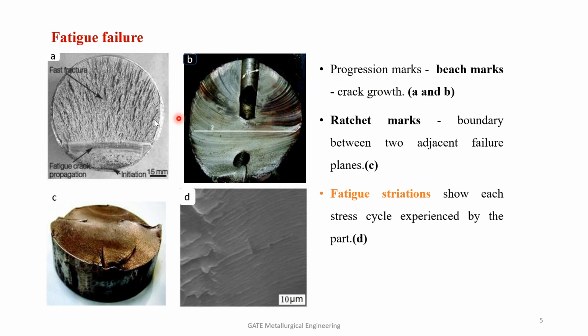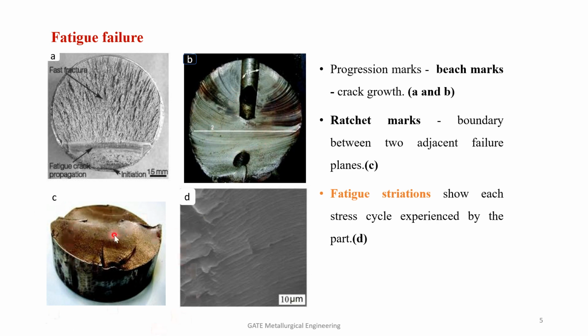So in such cases, there will be progression marks or beach marks present. Here is the fast fracture region, and this is the place where the fracture initiated. Then we have the fatigue crack due to propagation. And if we look closely, we will have striations or beach marks.